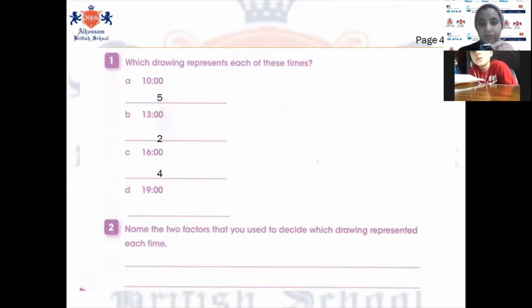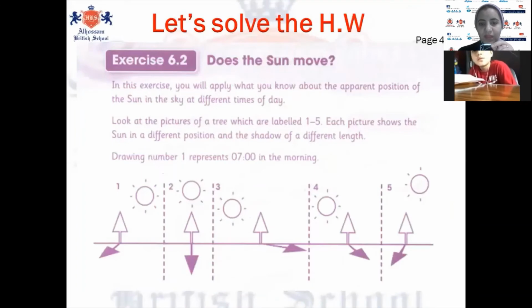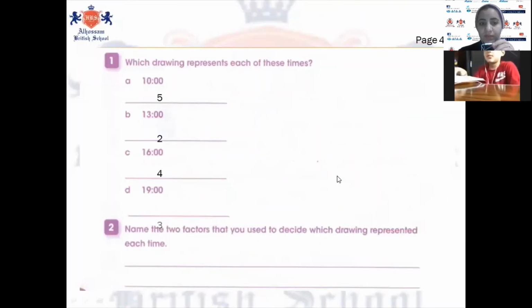Number 3, not 4. We said 3 is 7. Why did you say 3 again? 1 is 7. No, yes, I mean 7 p.m. You told us 7 a.m. as the answer. I mean 7 p.m., 19. This is number 3. Okay, Ahmed. Number 4 is 19.